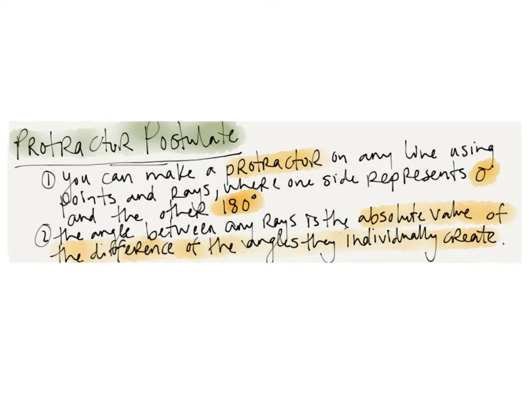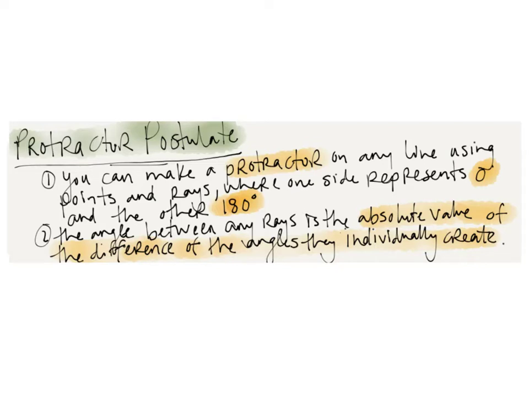Okay, so I'm going to talk to you today about the protractor postulate. And I'm going to go ahead and read it to you here. There are two parts to it. It says, you can make a protractor on any line using points and rays where one side represents 0 degrees and the other 180 degrees.